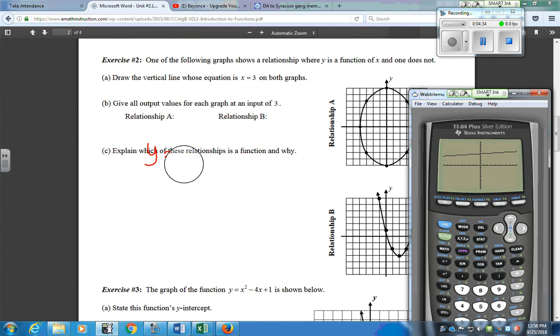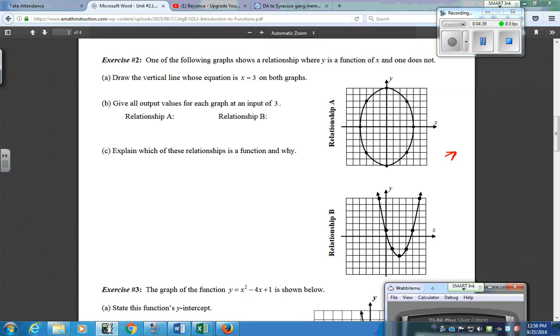So, going on to the next part, they give us 2 graphs with points on them. And it says for part A, draw the vertical lines for x equals 3. So I'm going to go to 3 on the x-axis, and then I'm going to draw a line going through. And they want us to do it for each of them.